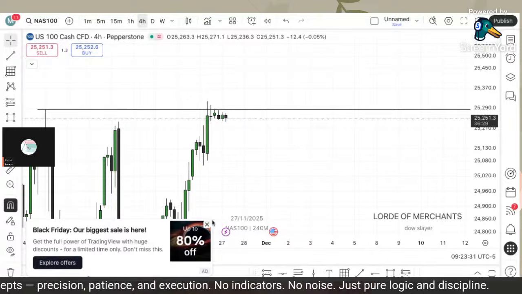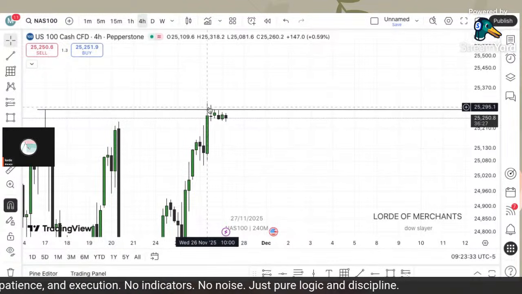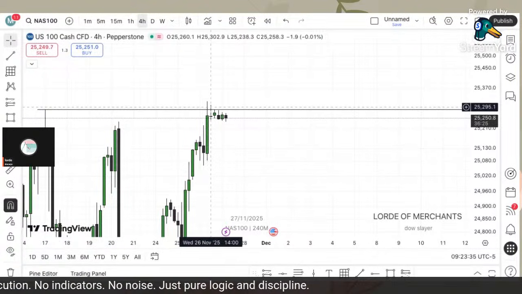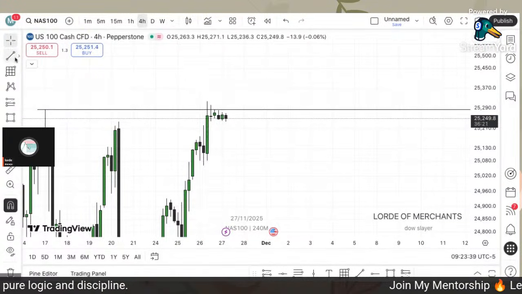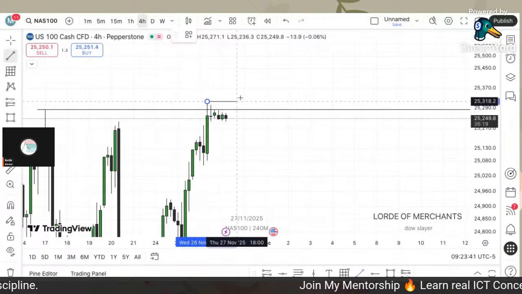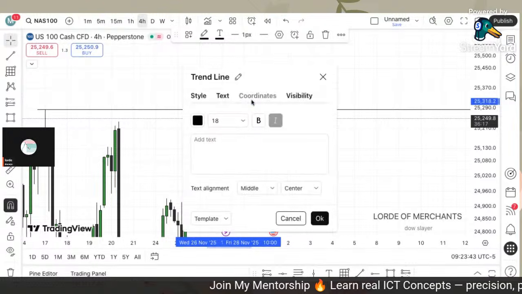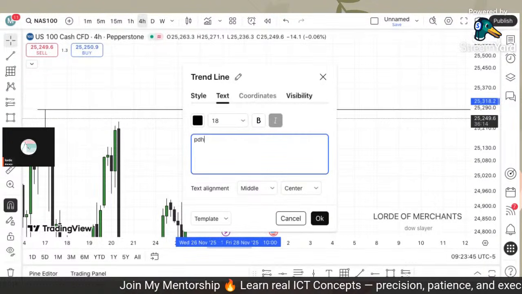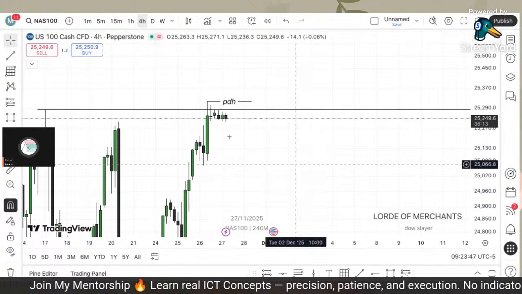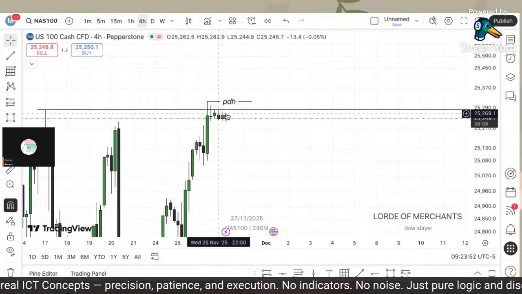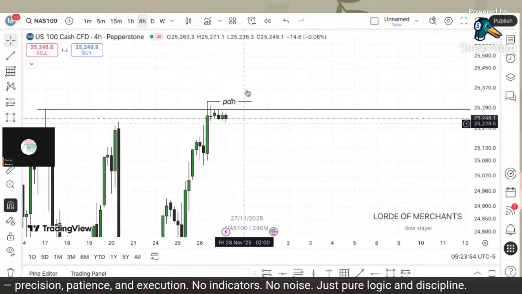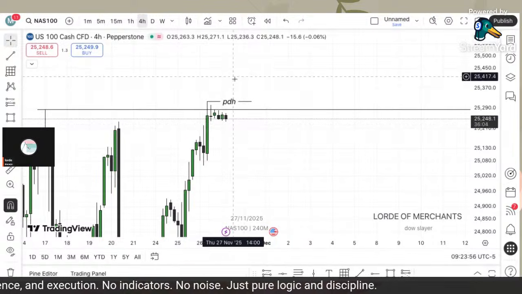When was it taken out? I think this was on Wednesday. That was yesterday, and price has been consolidating. So you might see price probably taking out the previous day high and then probably wanting to sell. So previous day high, let's wait and see. After price took out the high and consolidated, it means it cannot just reverse very quickly. It might want to come and take out the previous day high and then continue lower.